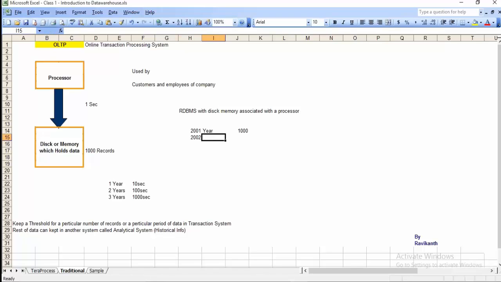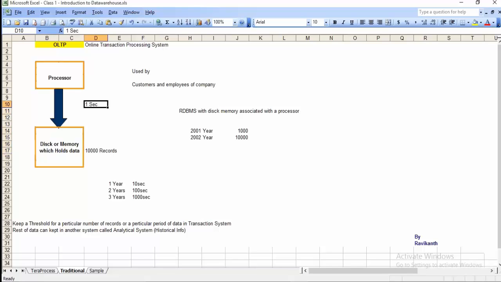Yeah, clear. Okay, so let's say after 1 year, in the year 2002, the customers increased to 10,000. At that time, the number of records in your database also increases, right? Because the number of customers increased, the number of transactions will increase. In the same way, the records per day increased to 10,000.